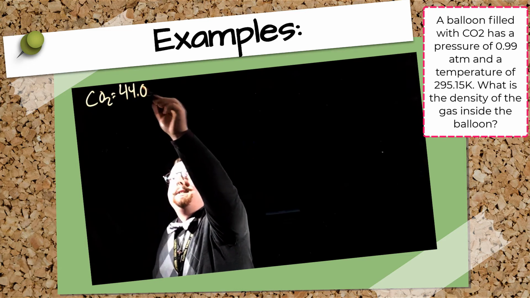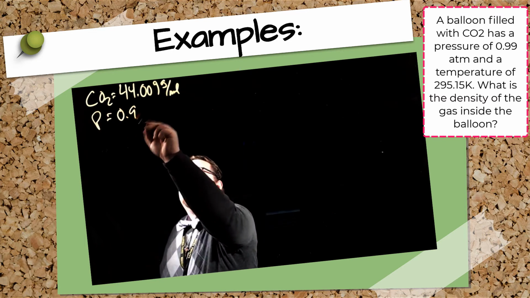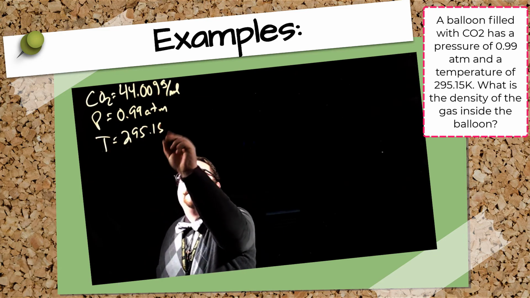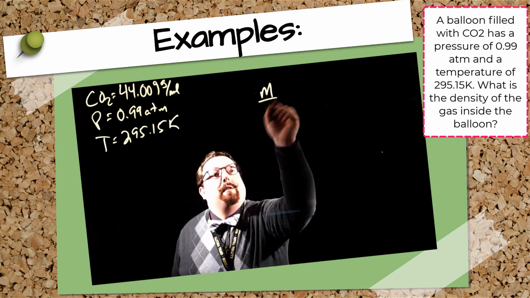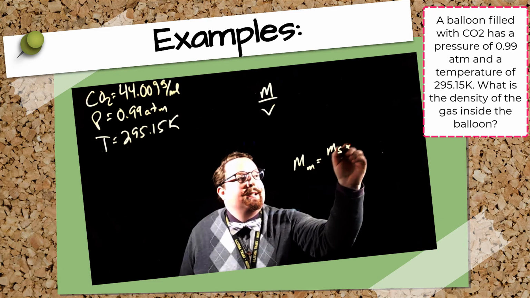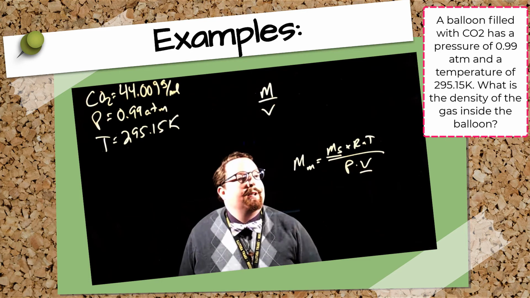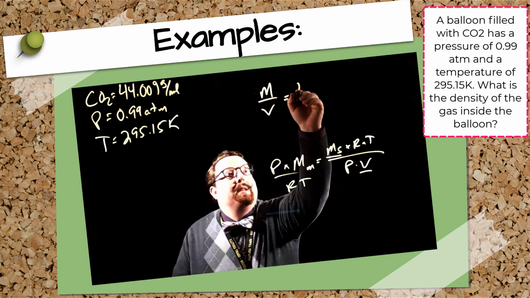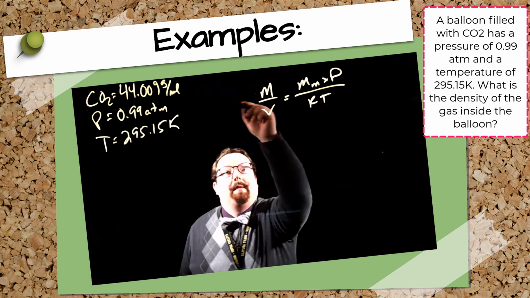Let's say we had a balloon filled with carbon dioxide, which, as we know, has a molar mass of about 44.009 grams per mole. Our balloon had a pressure of 0.99 atmospheres and a temperature of 295.15 Kelvin. This is all we need to know to find the density. Remember, density equals mass over volume. From our previous equation, we had the molar mass equals the mass of the sample times R times T over PV. So if we wanted to solve for mass over volume, we just multiply by P over RT on both sides, and we find that our mass over volume is equal to the molar mass times the pressure divided by RT. And again, mass over volume equals density.